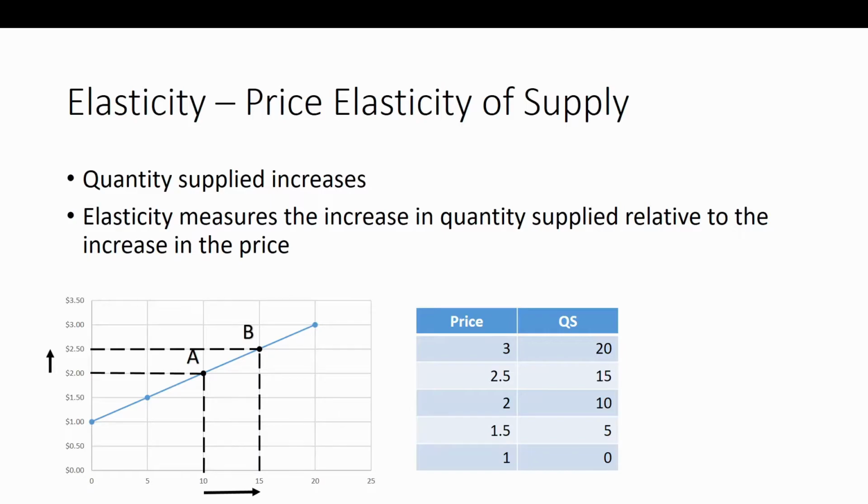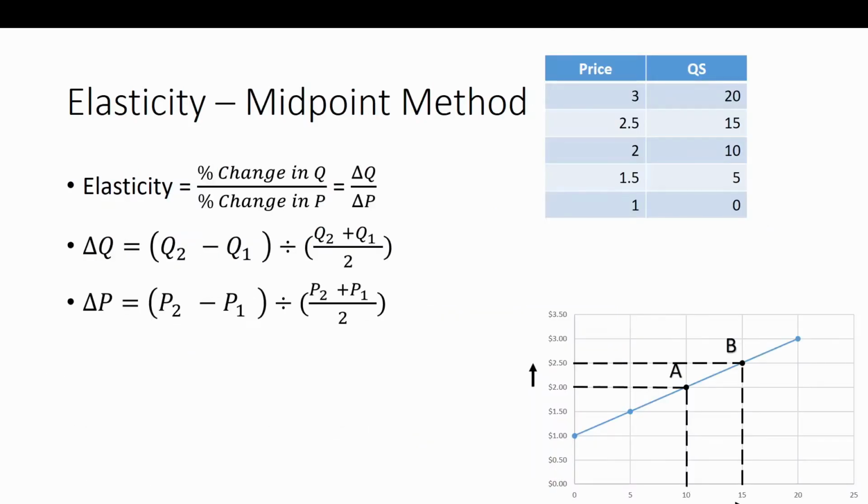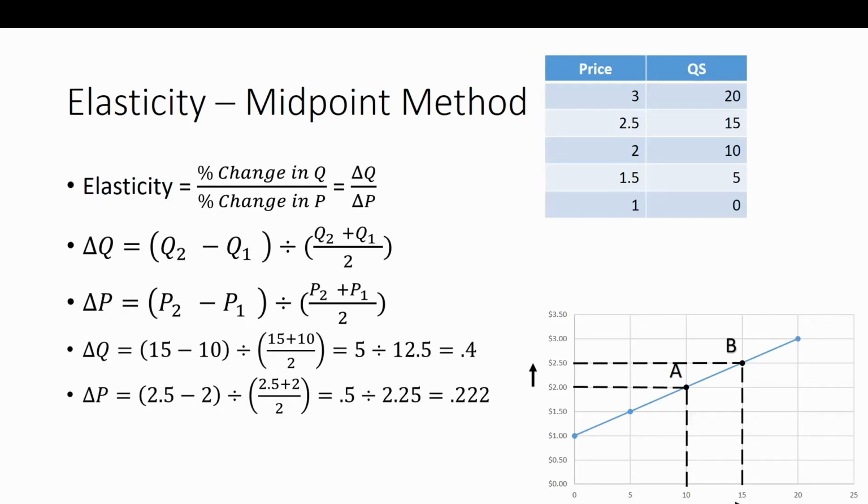Elasticity is going to measure this increase in quantity supplied relative to the increase in price, same as we just did with demand. So for elasticity, we're going to use the exact same midpoint method. We have the percent change in Q over the percent change in P. We can calculate that the exact same way, right? So here we'll plug in our numbers. Q2 is 15, that's point B, our Q2. And our Q1 is going to be 10, point A. Quantity supplied was 10. Okay? We plug those numbers in, and we get 5 divided by 12.5, or 0.4.